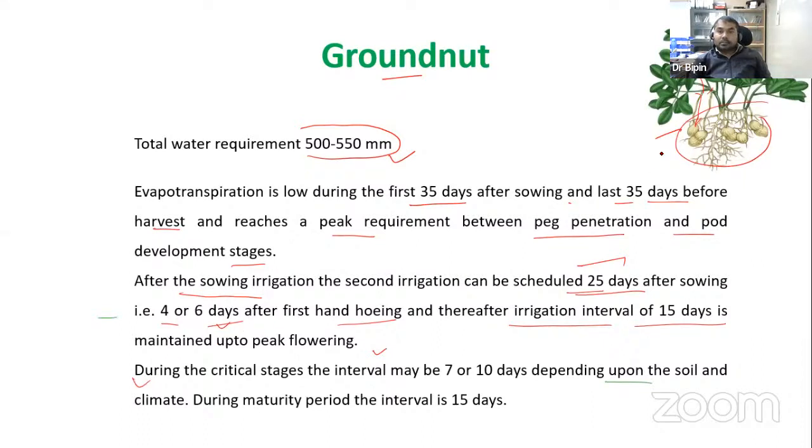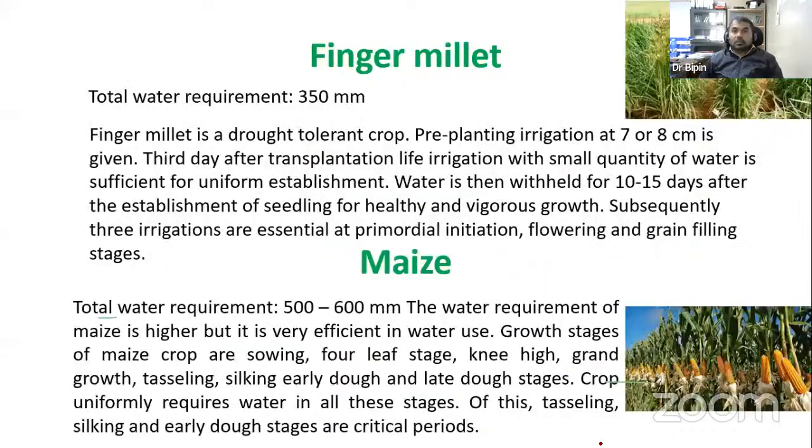During the critical phase, as I told you, when peg development and pod development start, your interval should be less than the normal 15 days. Now it should be 7 or 10 days depending upon the soil type and climate. And during maturity, again, you can maintain up to a 15 day irrigation interval.